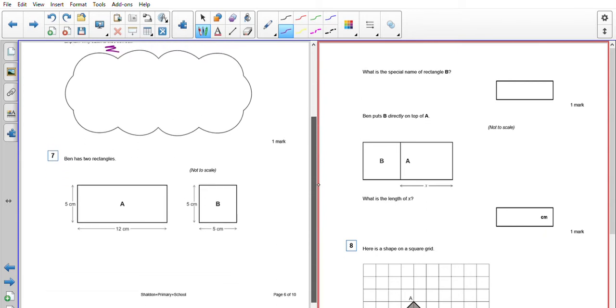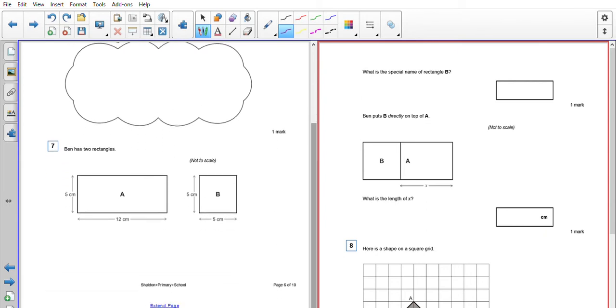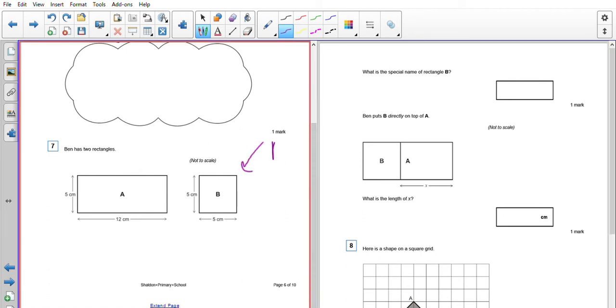Okay, Ben's got 2 rectangles. Congratulations, Ben, you must be very happy. We have rectangle A and rectangle B. Yes, rectangle B. This is rectangle B. What is the special name of rectangle B?